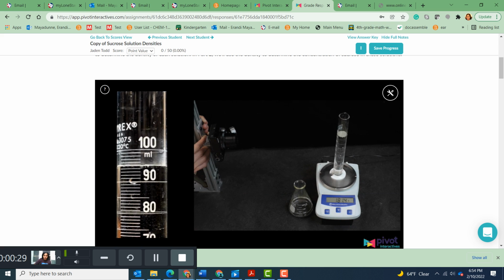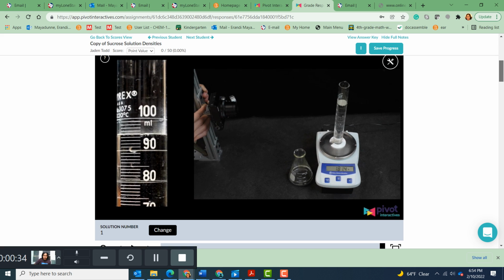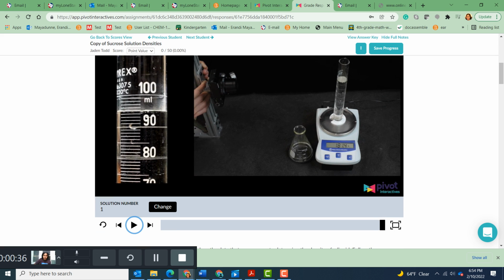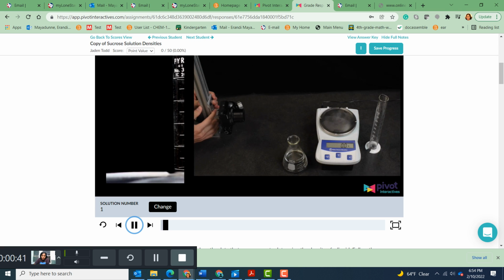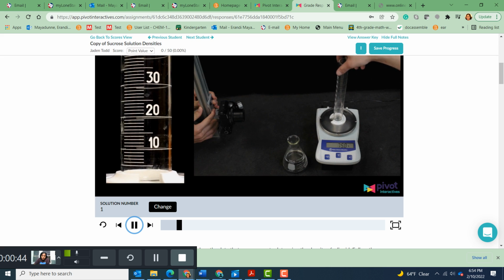So load the first sample. I am paying attention to these important things. So I load it. So it's one. Okay. Now you see, let me stop it for a minute. You see, this is the balance, which measures the mass, and this is a graduated cylinder which is measuring the volume of a solution. So you see the weight of the empty graduated cylinder itself is 80.4.